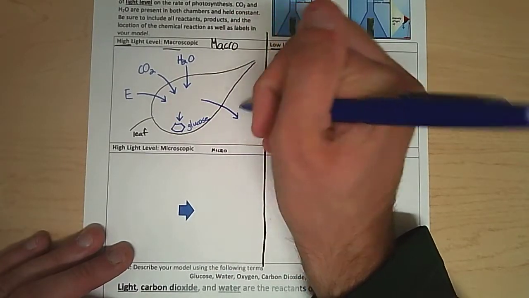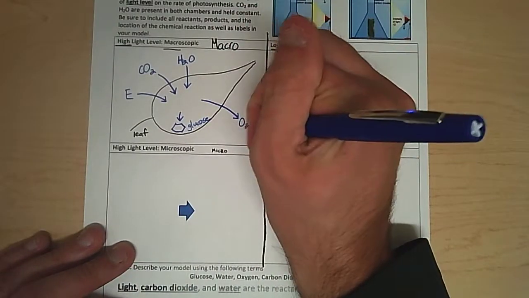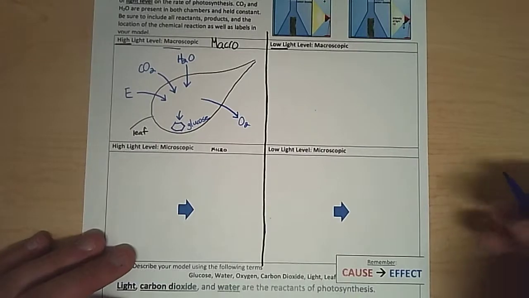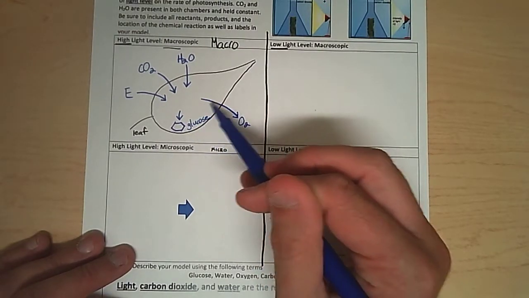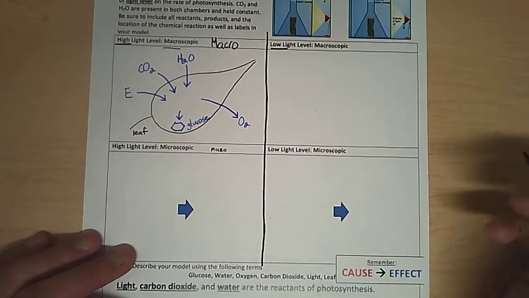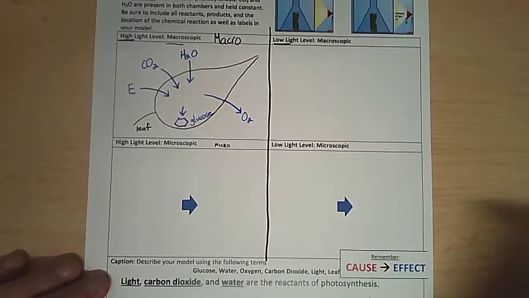As long as you accurately show how photosynthesis is going and the difference between the high light level and the low light level. So notice, by the way, that I had glucose staying in my leaf because the leaf's going to use the glucose, and oxygen leaves because oxygen goes back out into the atmosphere. Okay, so here's my model.